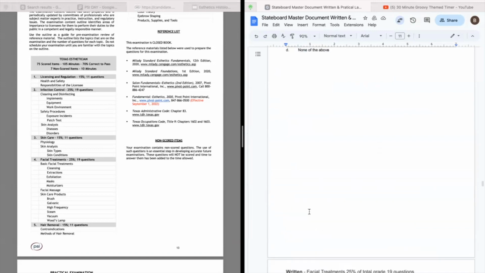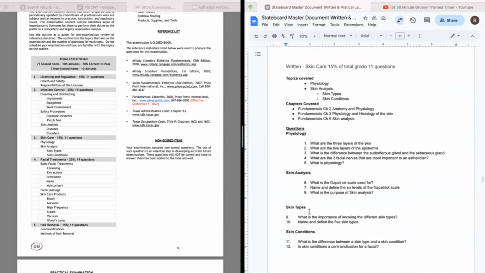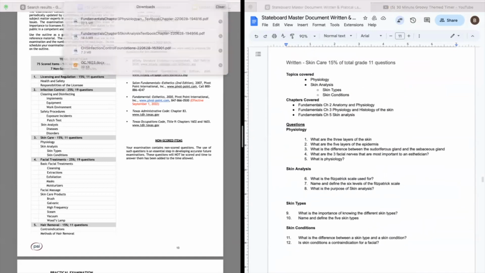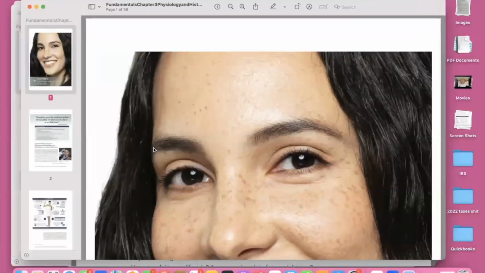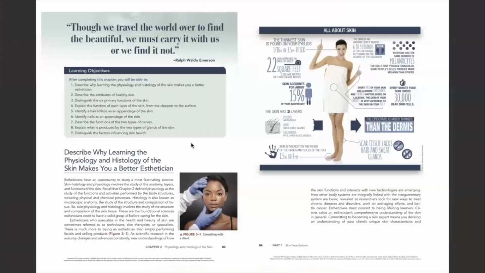Okay, let's go to... I think we downloaded our physiology chapter. Let's see. Yep. I'm going to open the physiology and histology of the skin chapter so that we can look at it and kind of go through some of the information.